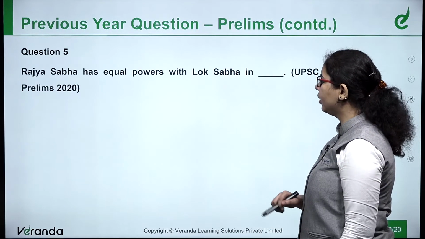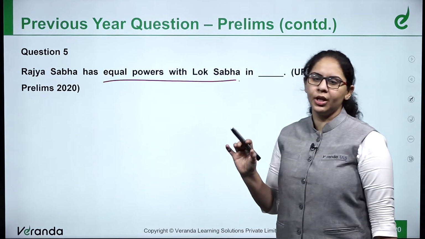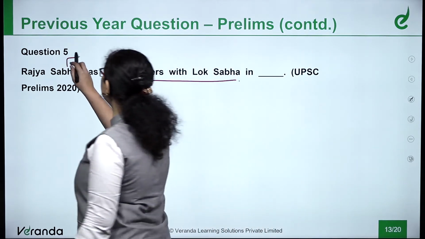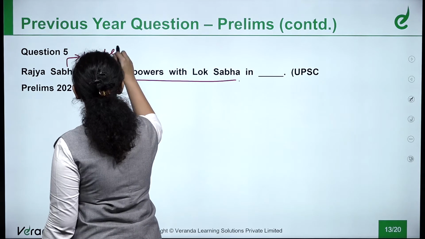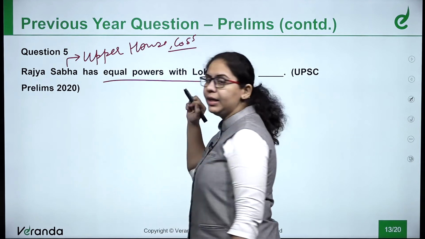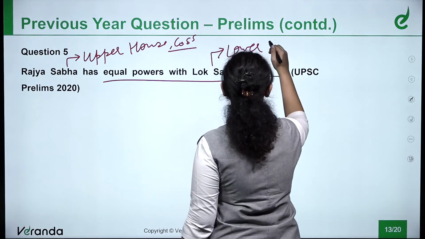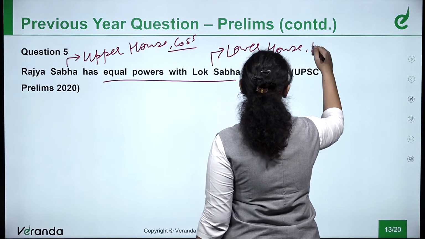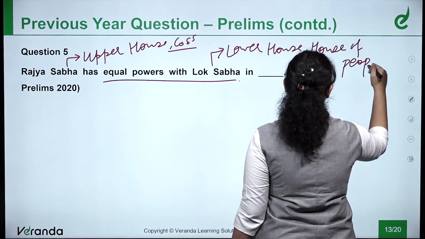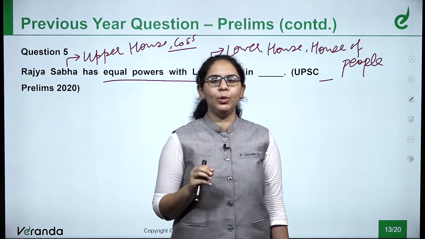Next question. Rajya Sabha has equal powers with Lok Sabha in Prelims 2020. Rajya Sabha, the upper house of Indian Parliament, also known as Council of States, has equal powers with Lok Sabha, that is the lower house, also known as House of the People. Directly elected representatives sit here. So these two chambers, these two houses have equal power in what?